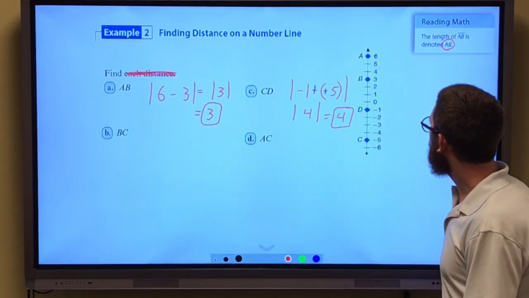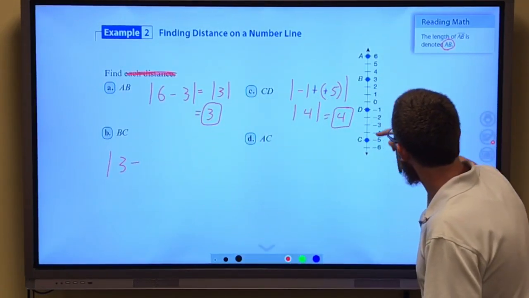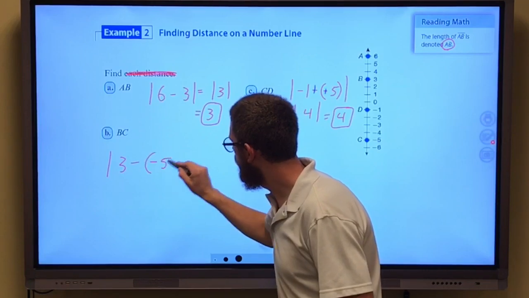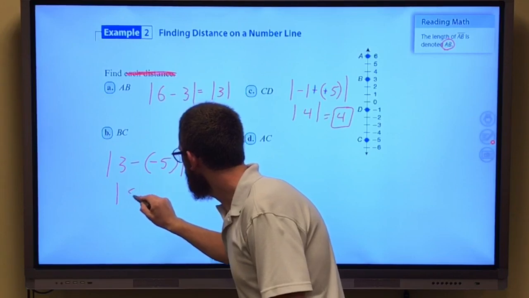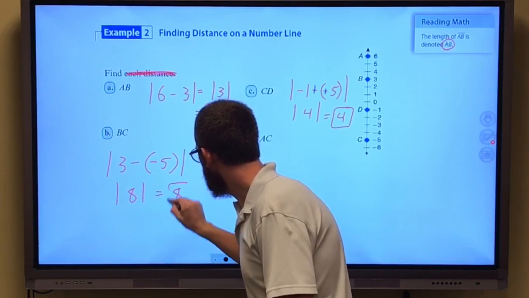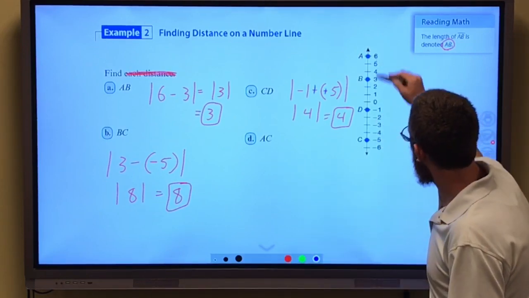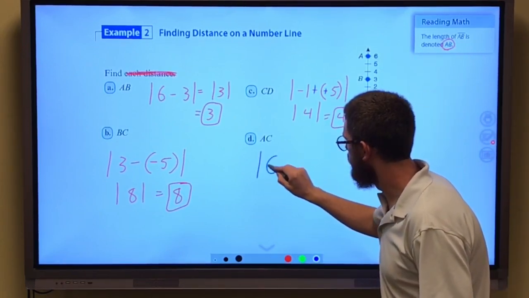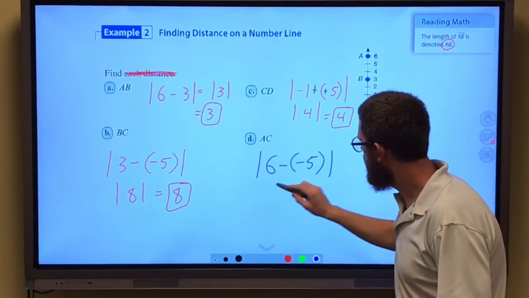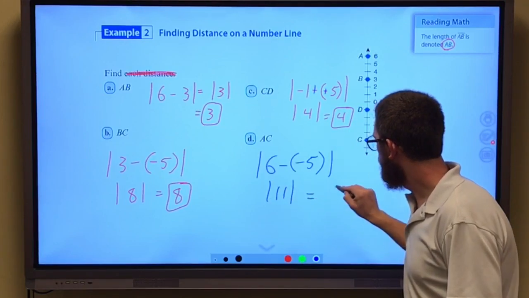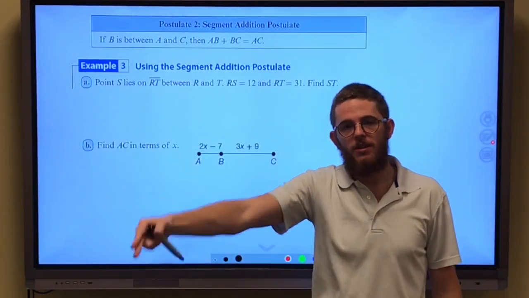The distance from B to C, well, from B to C would be the absolute value of 3 minus a -5. The absolute value of 3 minus -5 would be the absolute value of 8, which gives me 8. And AC, well, that would be the absolute value of 6 minus -5. So that'd be the absolute value of 11, which equals 11.